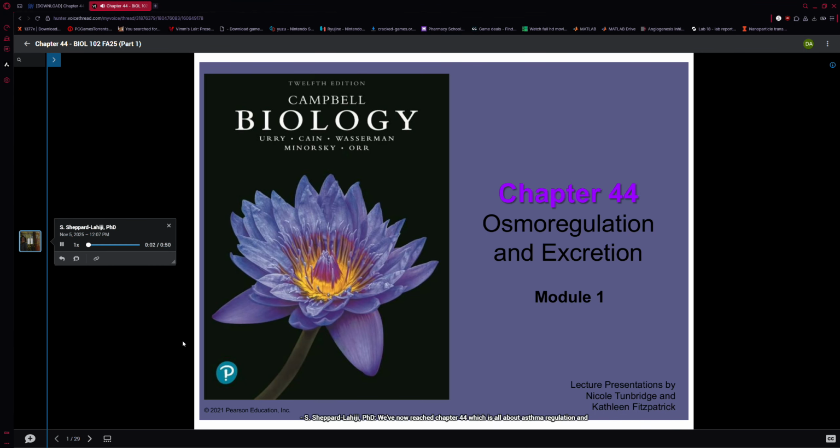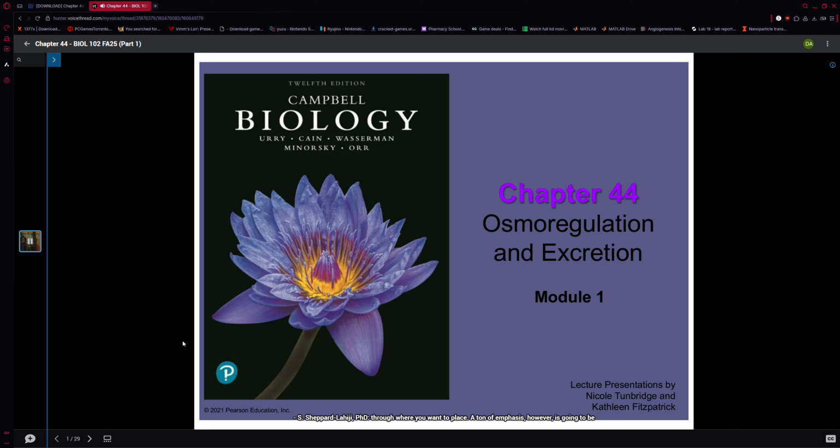We've now reached chapter 44, which is all about osmoregulation and excretion. What you'll find within this chapter, as is often the case within the Campbell book, is that there is plenty of discussion about how osmoregulation and release of waste occurs within different types of organisms. We'll go through all the different organisms that your book goes through.